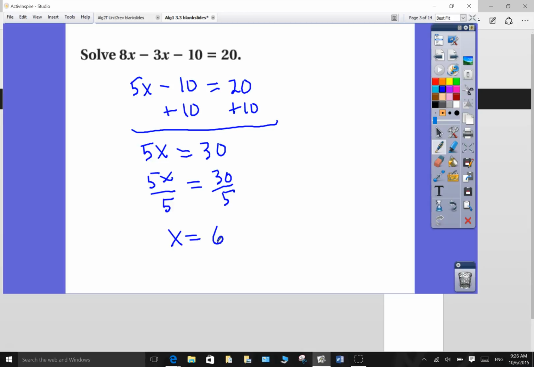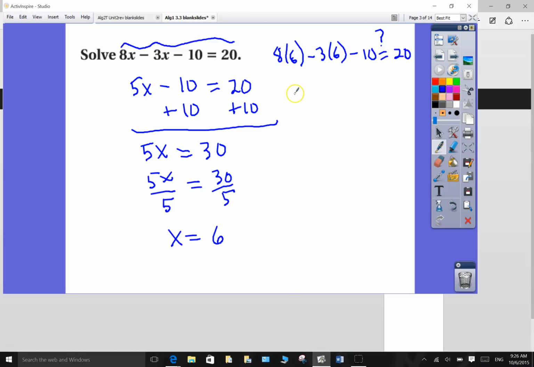Now remember, you can check your answer. It's not absolutely necessary, but it's not a bad idea. When I show it to you, I'm showing it to you for one reason: I want to make sure we understand the properties that are involved. If I plug in x equals 6 into this original equation here, I get 8 times 6 minus 3 times 6 minus 10 equals 20. Now since I'm checking, I don't really know if this is true, but that's what I'm hoping will be true. So I'll put a question mark over the equal sign.